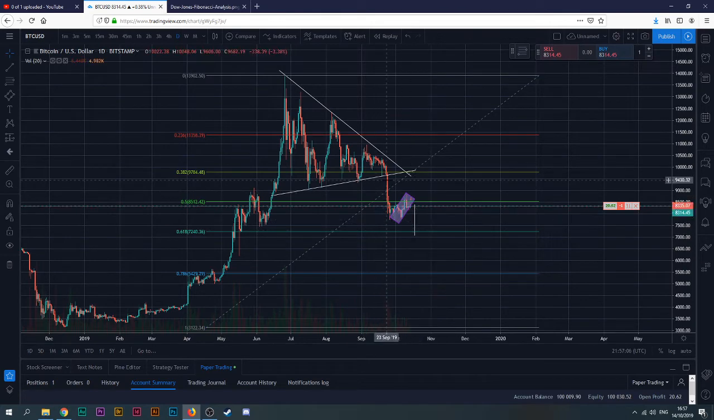Now, here's the flag, here's the pennant, and here's the pole. And the distance from the drop here is approximately the distance from this current price. Where are we? Yeah. So where's this? 7,200. So in this range, I expect it could be in the next week, some sort of drop in price.